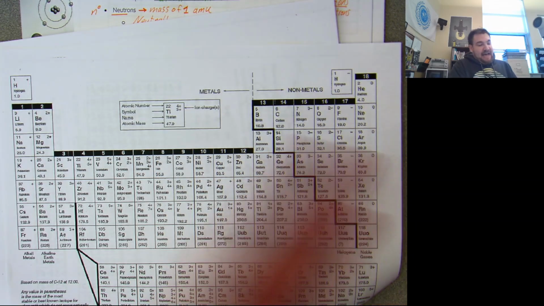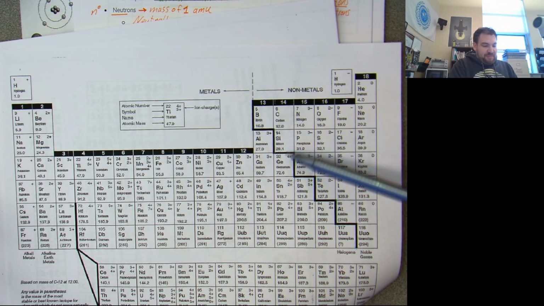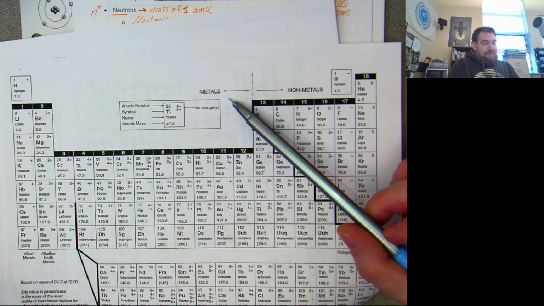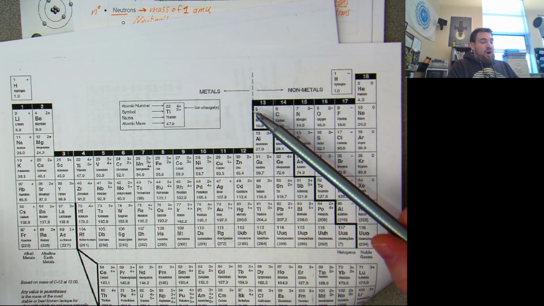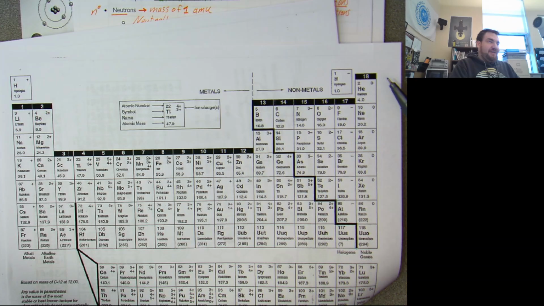To the left of that, we get the metals. On the right of that, we get the non-metals, though there are some kind of awkward ones in the middle that have properties of both. We call those the metalloids. Right now, we don't care about the metalloids. What we care about are the metals and the non-metals. All metals become the same kind of ion. All non-metals become the same kind of ion, with a couple exceptions.